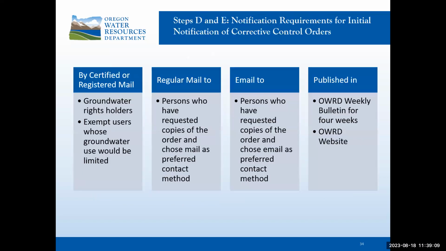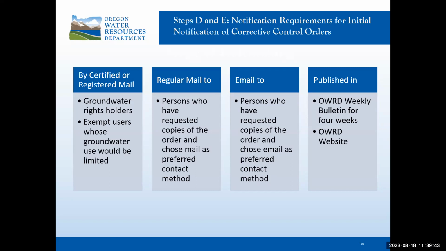So how are we going to send out this notification of corrective control orders, or essentially the draft order? There are multiple methods. So first is by certified or registered mail to the groundwater right holders in the affected area and the exempt users whose groundwater use would be limited by the order. So certified mail to the people who are directly impacted by the order. By regular mail or email to persons who have requested copies of the order and chose their preferred contact method.